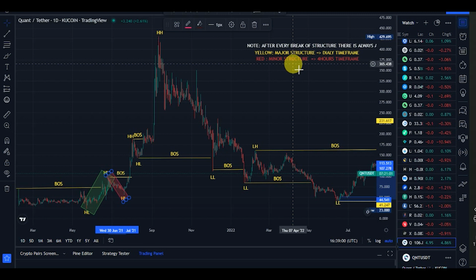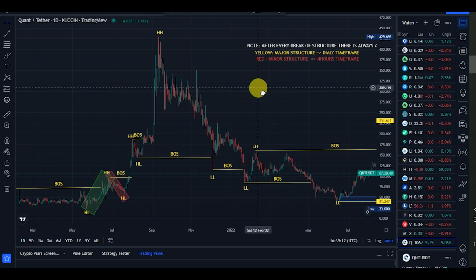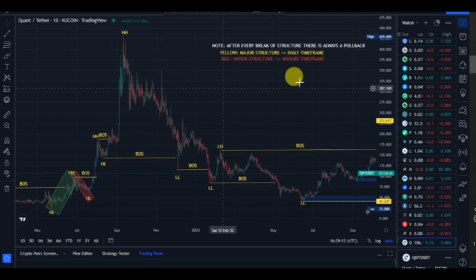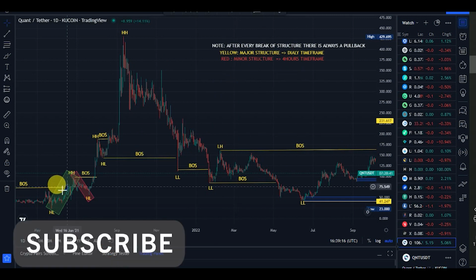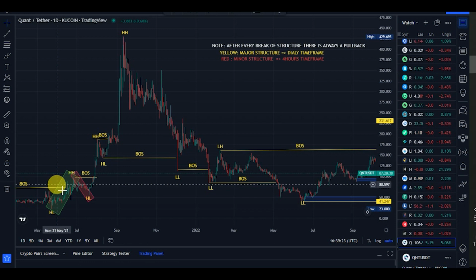So guys, let's keep this in mind: after every break of structure we should always expect a pullback. Now I'll be using these two. The green one is for my impulsive move, or my bullish move, while the red is for my pullback move, or my bearish move. So now let's notice something.